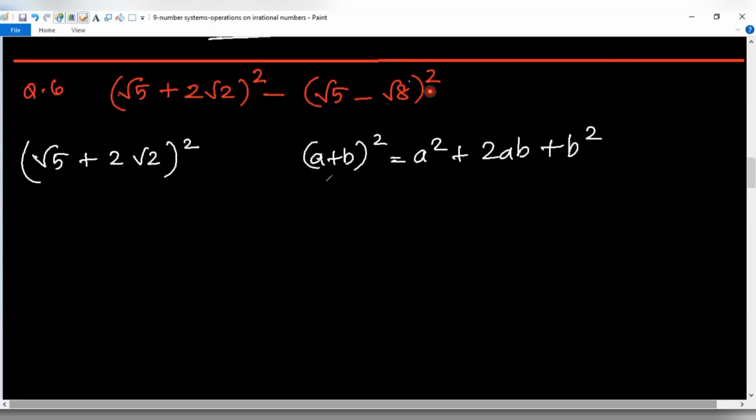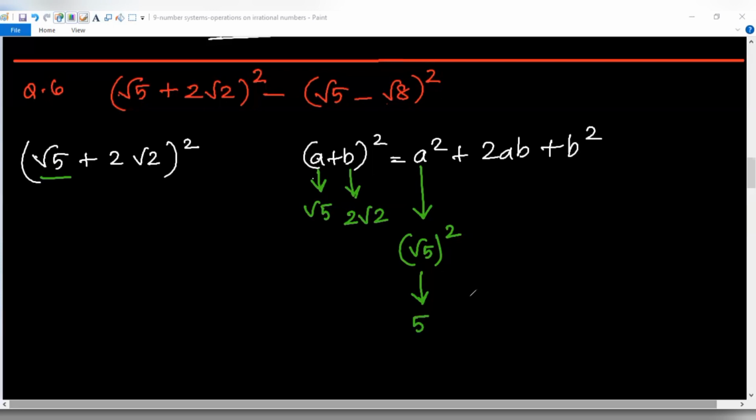Here in this question, in place of a, we have root 5. And in place of b, we have 2 root 2. So a square will become root 5 the whole square. Right? Root 5 the whole square is root 5 into root 5, that is 5. B square is, see here in place of b, we have 2 root 2. So 2 root 2 the whole square. That is 2 root 2 into 2 root 2, right?